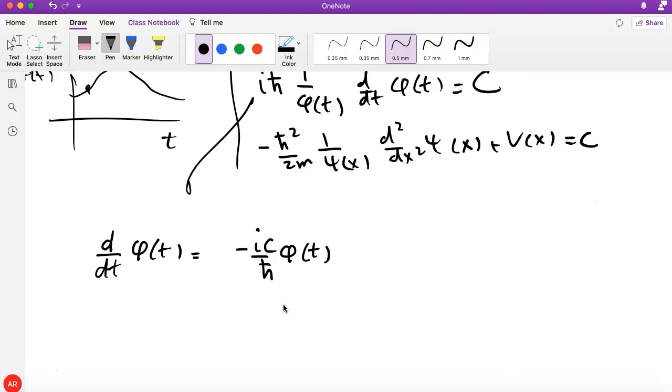Okay, so I have the derivative of a function of time with respect to time is something times that function of time. So the solution to this is going to be the exponential, right? Because we know that the derivative of the exponential function is the exponential function. So this is e to the minus i c over h bar, that's the coefficient there, times t.